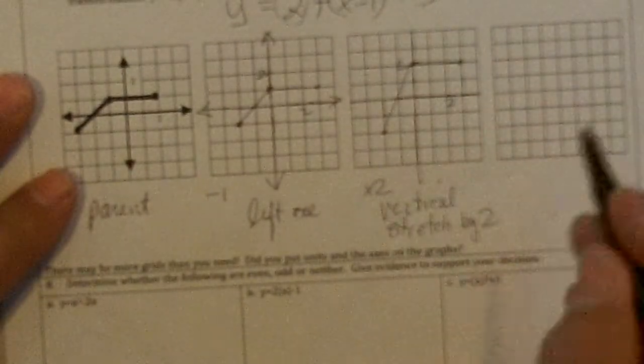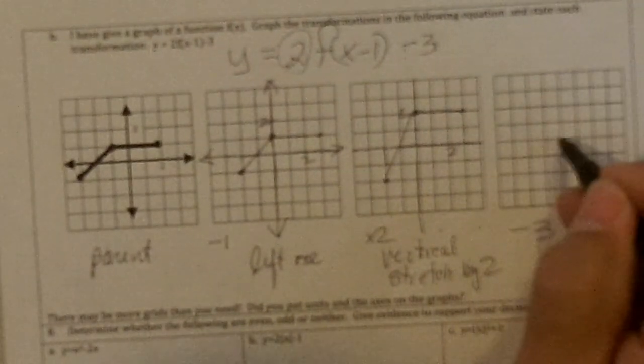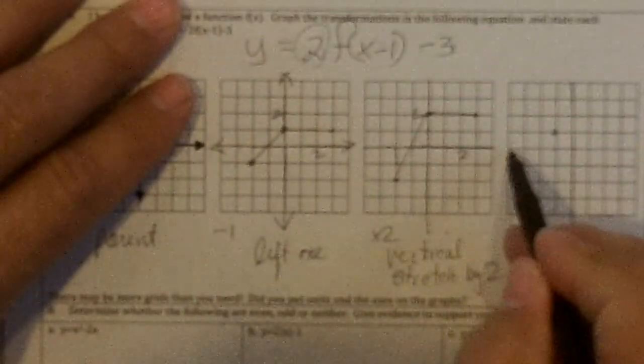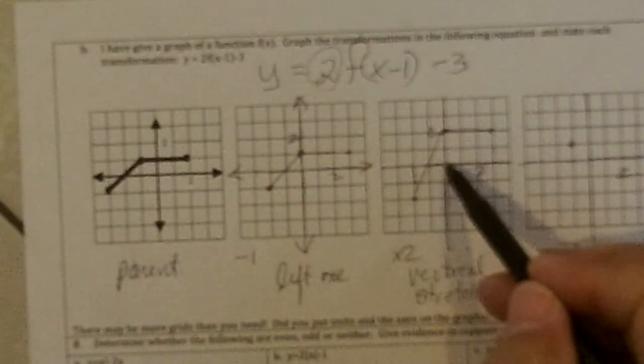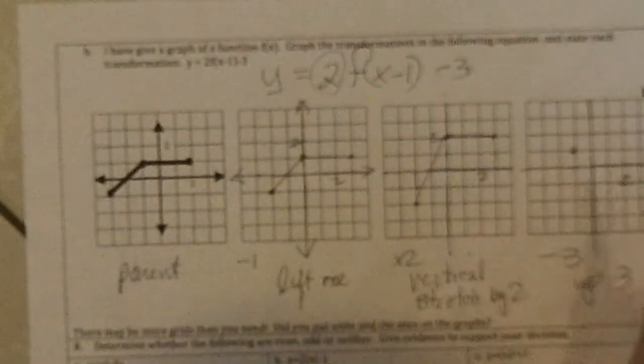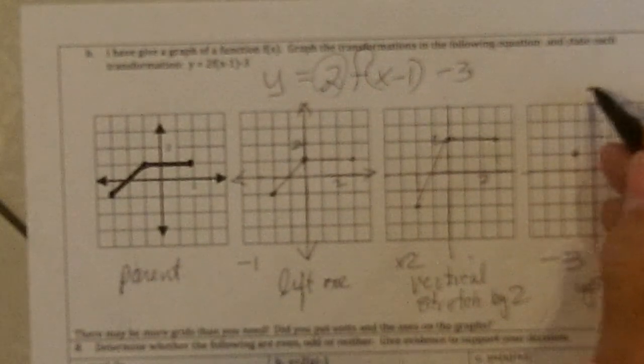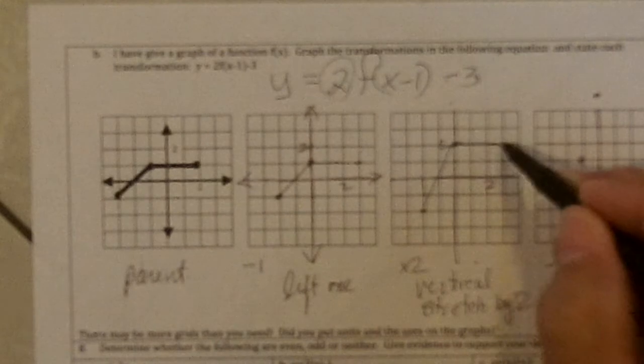And finally, the -3, which shifts it up 3. So this point that was at -2, -2, if you move it up 3, it becomes -2, 1. This point that was at 0, 2, move it up 3, becomes 0, 5. And this point that was at 3, 2 becomes 3, 2 plus 3 is 5.